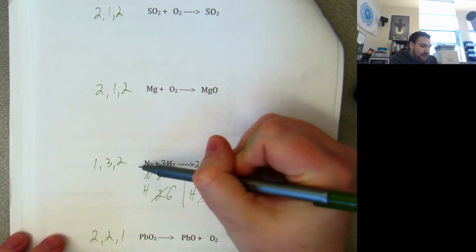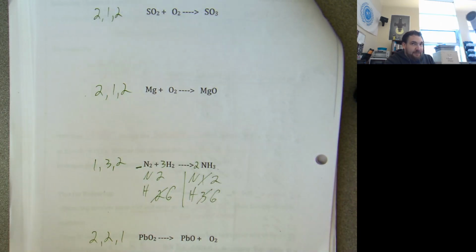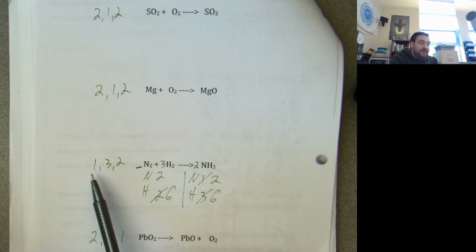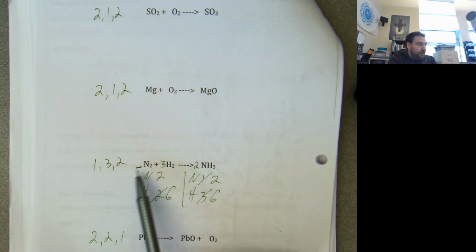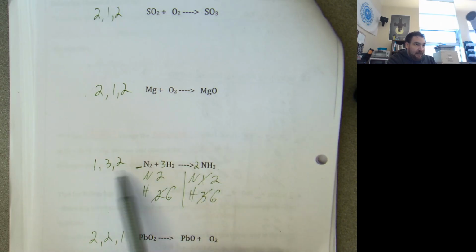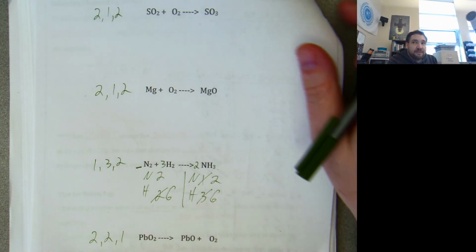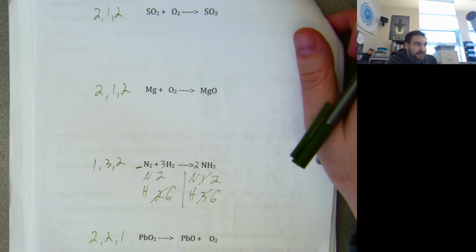It is understood that any empty coefficients have to be 1s. You don't have to put the 1 in there, but when I give you the answers like this, I will always give you a 1 where there would be a blank in your balanced chemical equation. Make sense? Okay, those are the easies.